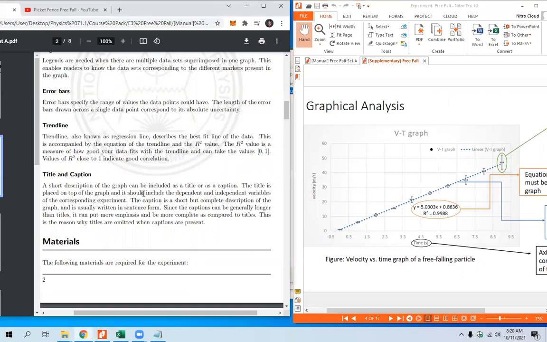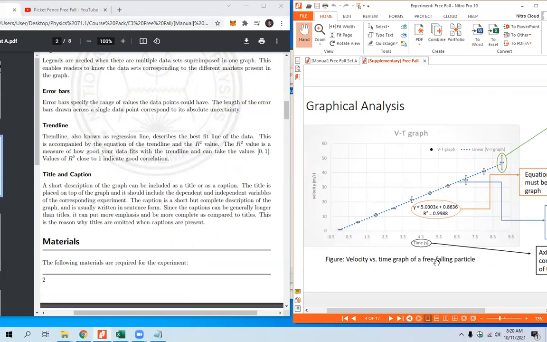It should include the dependent and independent variables of the corresponding experiment. It can be in words. Halimbawa, ito. The graph of velocity versus time. Pwede rin ganun yung title niyo. Actually, that's a better way kasi it's more complete.